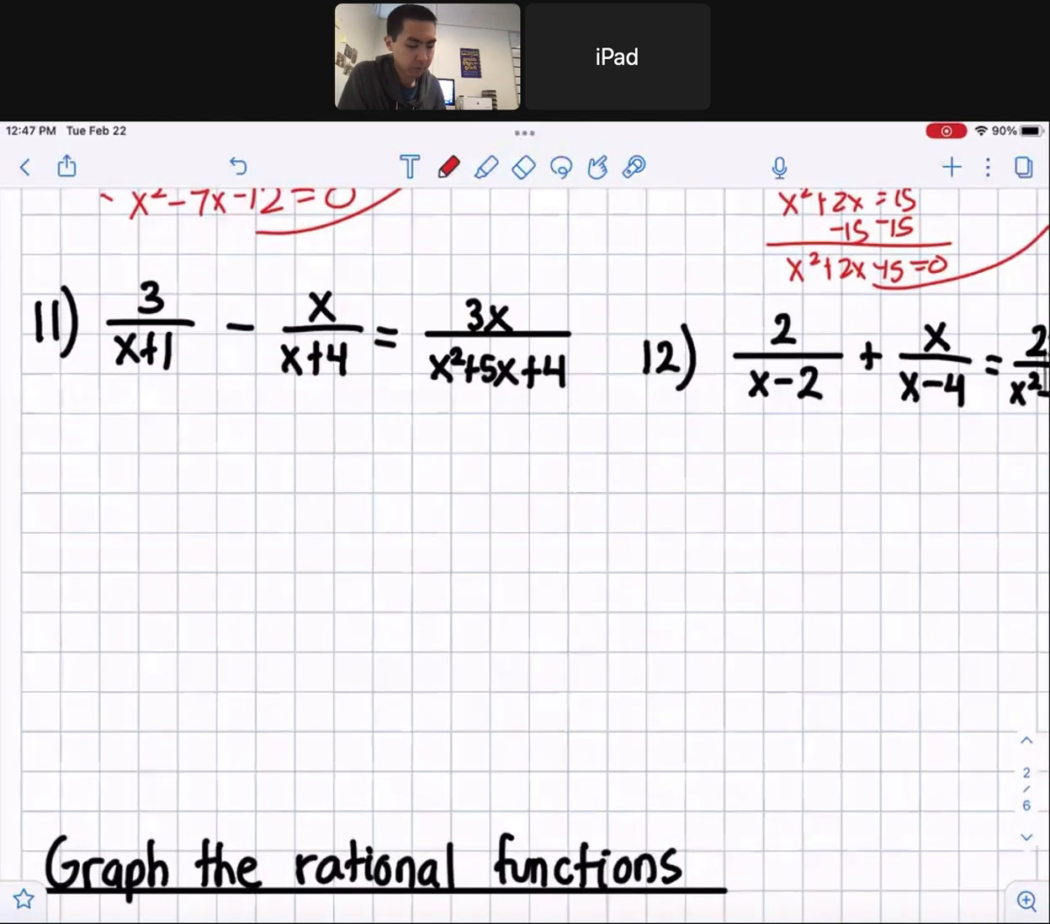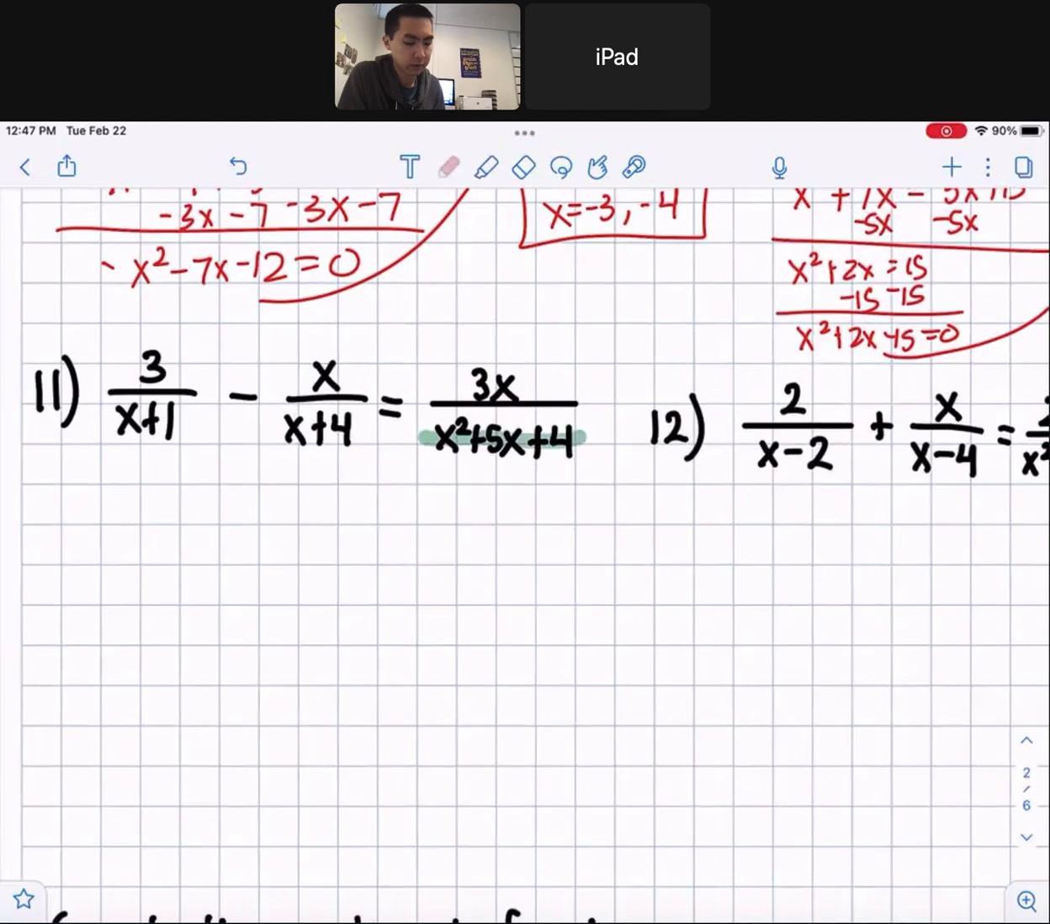11. So factor out the denominator. So let's factor this out to be x plus 4 times x plus 1. X cannot be negative 1 or negative 4, right? So let's multiply everything by the LCD.